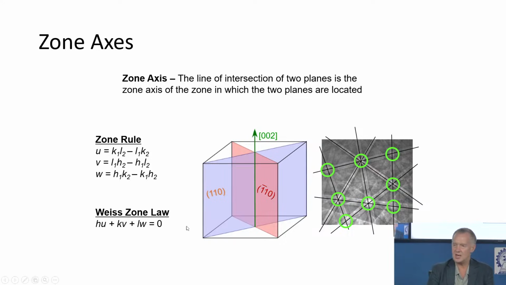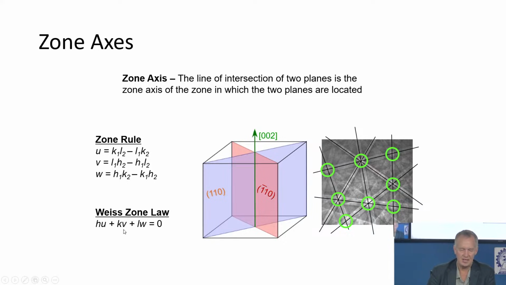Okay, speaking of zone axes. A zone axis is defined only as the line of intersection between two planes. Now we call this a zone rule and a zone law, but really this is just a cross product. If you want to know the direction of intersection between two planes, you take the cross product of the normals of those planes, which gets you a mutually orthogonal third direction. That's all this is. It's just the cross product.